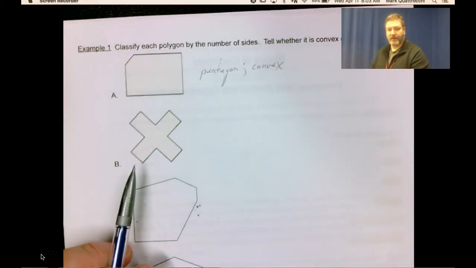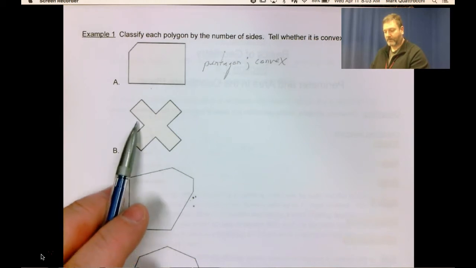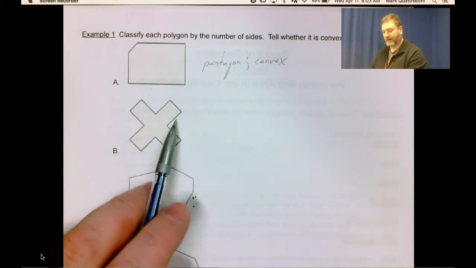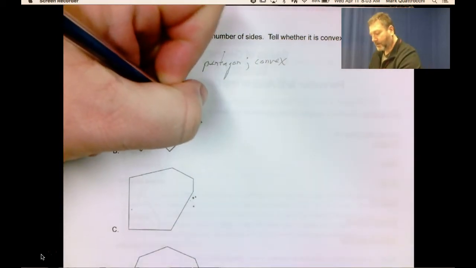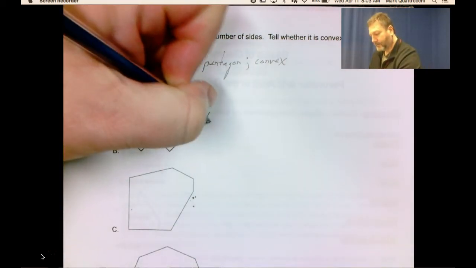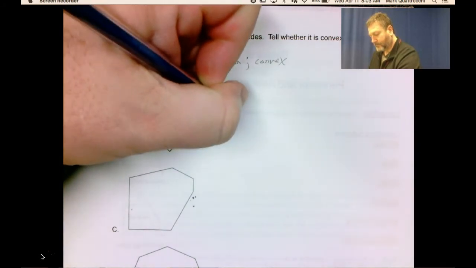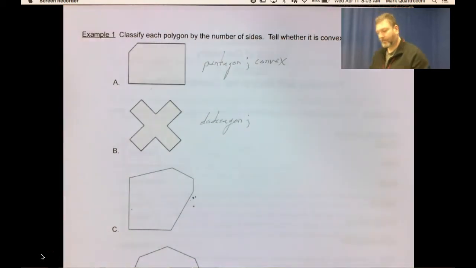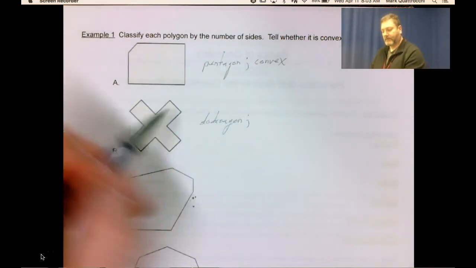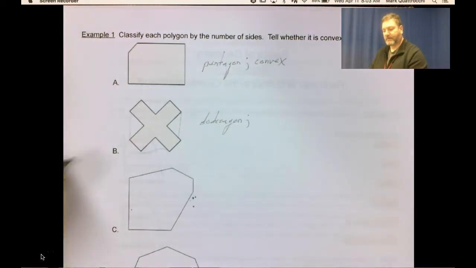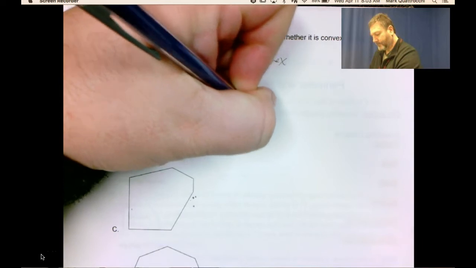Okay, part B, let's count sides again. 1, 2, 3, 4, 5, 6, 7, 8, 9, 10, 11, 12, making it a dodecagon. And I can draw diagonals that are outside of this polygon, making it concave.